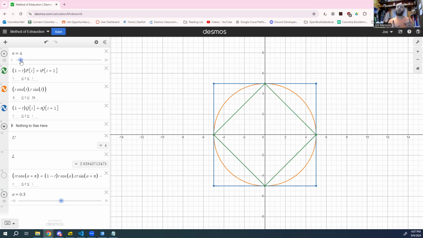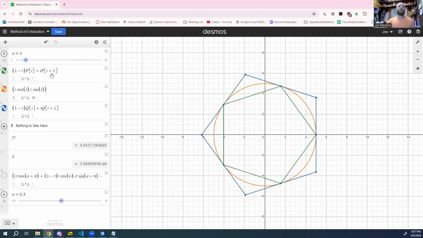So here's a square, one square that just barely fits inside, one square that just barely fits outside. From this, we can figure out that our upper bound is 4 and our lower bound is 2.83-ish, right? Again, not bad. I could have figured that out with string. So let's bump it up one more. Now I've got a pentagon on the outside and a pentagon on the inside. See that our bounds are now getting closer, right? I've got 3.63 for the upper bound and 2.94 for the lower bound.